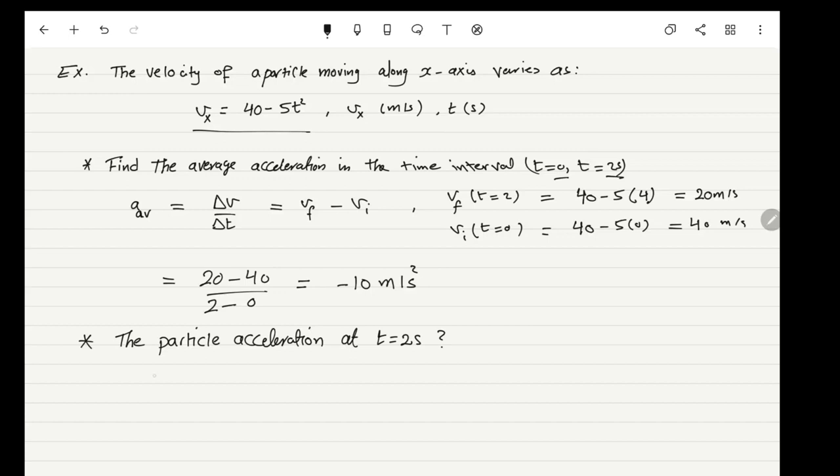So the particle acceleration here is an instantaneous acceleration. It's equal to dv by dt when t equal to 2 seconds. So the derivative here is minus 10t, while t equal to 2, so the acceleration here is equal to minus 20 meter per second square.